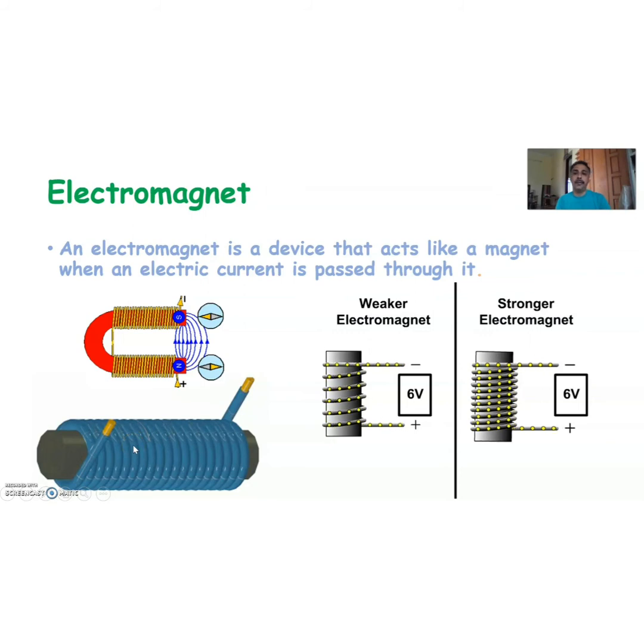a large magnetic field. So if we increase the number of turns of the coil of the wire that is wound around a solid core, this is an iron core, we can increase the magnetic field produced here. This is shown in this diagram. For the same 6-volt battery, we have fewer number of turns, so we get a weaker electromagnet. For the same 6-volt battery, which means the same current flows through the wire, if we increase the number of turns, we get a stronger electromagnet. Therefore, the magnetic field produced around this is very much stronger when compared to this case.